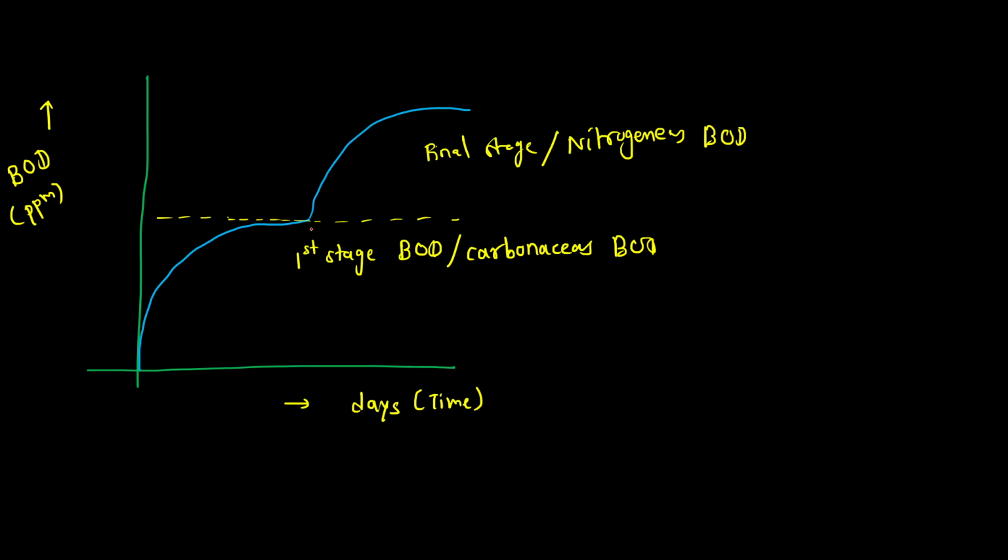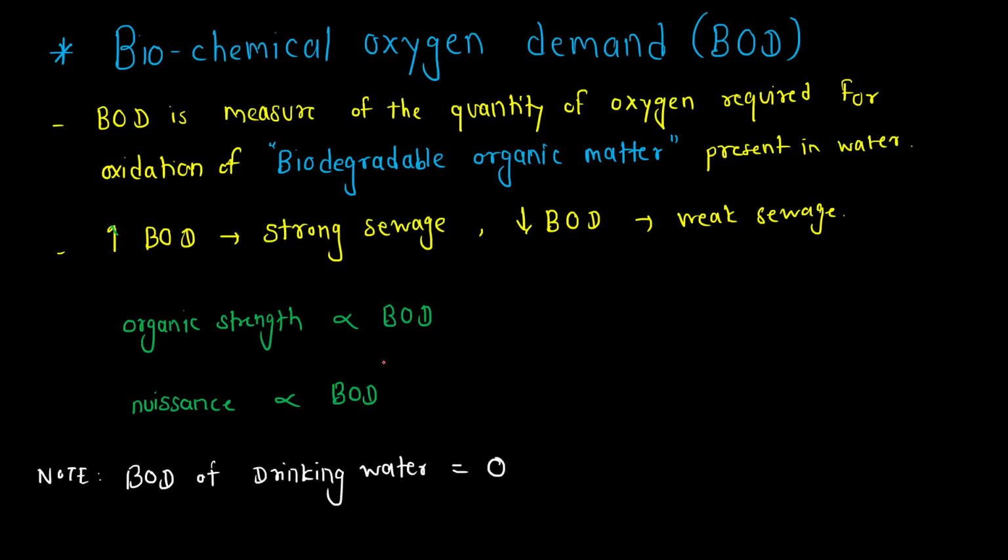So when we talk about the time period, after 5 days or up to 5 days, the value of BOD that we are measuring, we will call it our BOD. So when we talk about BOD, we are only talking about the first stage BOD, that is carbonaceous BOD, and not the nitrogenous BOD. During the initial phase, from 1, 2, 3, 4 up to 5 days, the BOD that is getting developed is due to the oxidation of carbonaceous matter only. Hence it is called carbonaceous BOD. So these are the various points about the BOD theoretical concepts.